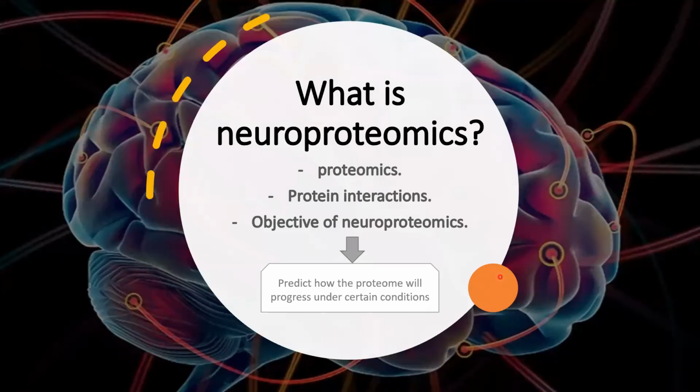What is neuroproteomics? Actually, neuroproteomics combines two fields of study focusing on proteomics and neurobiology. And proteomics addresses the proteome study, which is focusing on the set of proteins, the proteome, which is the set of proteins of an organ or an organism under some certain conditions.